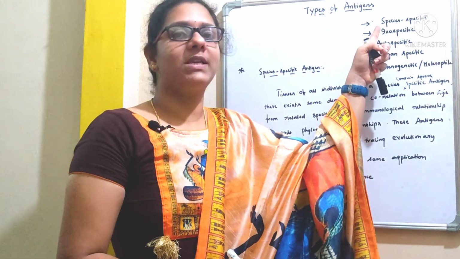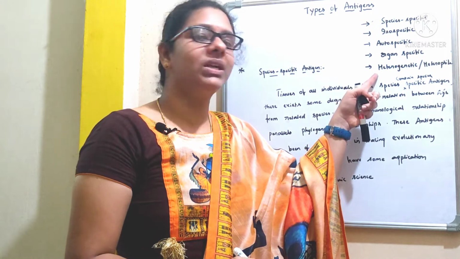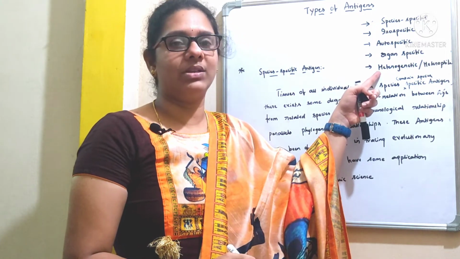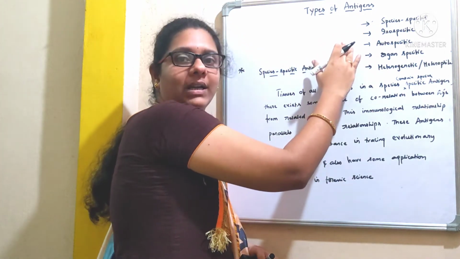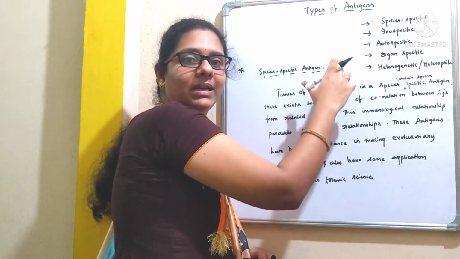Hello everyone, welcome back. In this video, let us discuss the different types of antigens: species-specific antigens, isospecific antigens, autospecific antigens, organ-specific antigens, and heterogenetic or heterophile antigens. These are the different types of antigens. Now let us discuss each of them in detail.